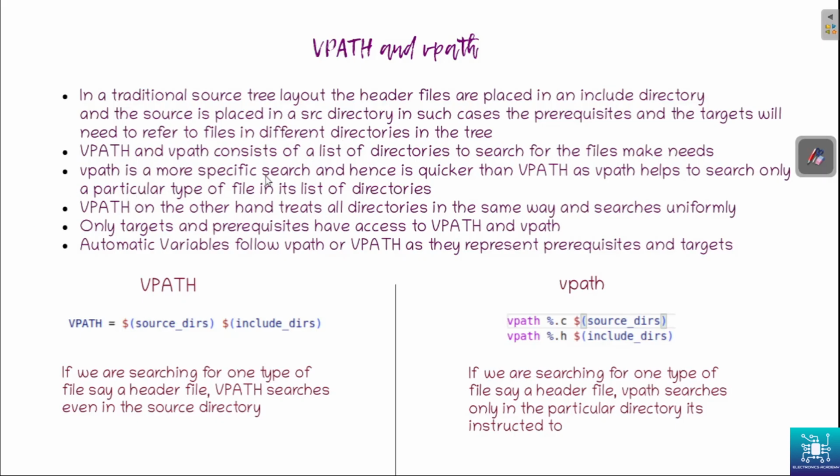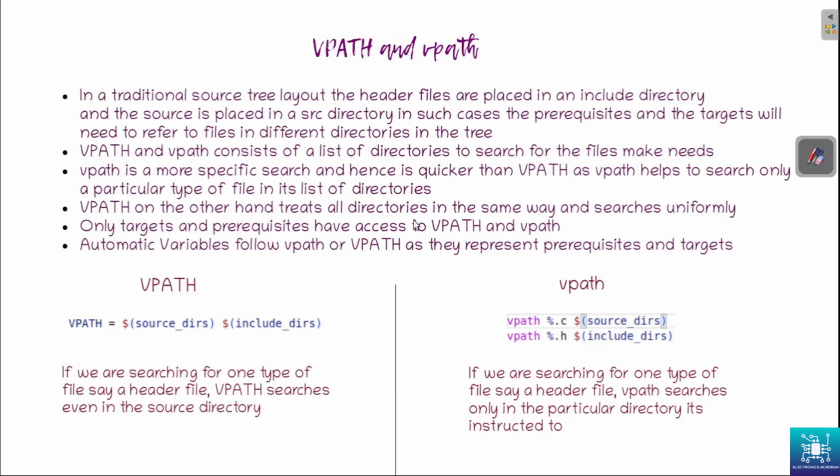Small vpath is more specific. With vpath, if you are looking for a .c file, it will only search those folders in the tree which have .c files. It will not go into other folders, say include folders, to look for a .c file. So vpath is much quicker.